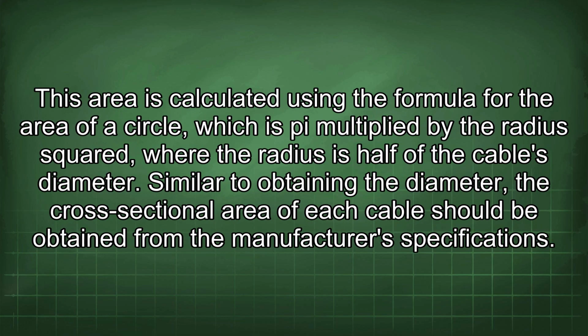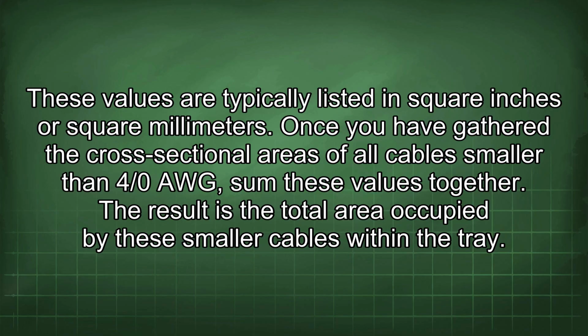This area is calculated using the formula for the area of a circle, which is pi multiplied by the radius squared, where the radius is half of the cable's diameter. Similar to obtaining the diameter, the cross-sectional area of each cable should be obtained from the manufacturer's specifications. These values are typically listed in square inches or square millimeters. Once you have gathered the cross-sectional areas of all cables smaller than 4/0 AWG, sum these values together. The result is the total area occupied by these smaller cables within the tray.